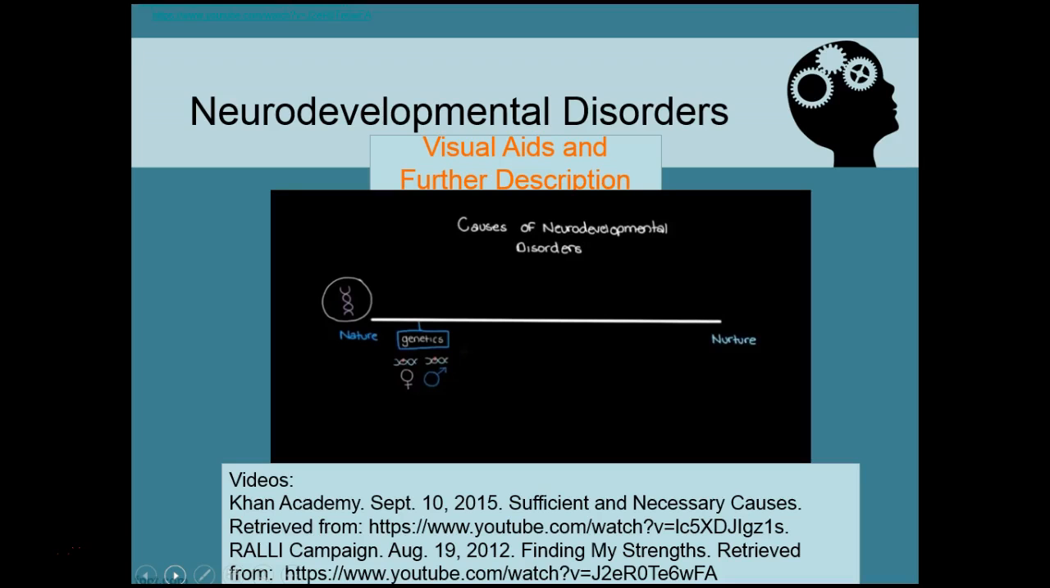just kind of in general. We'll look at some specific examples shortly, but right now let's just think broadly, so that we can get a sense of what sorts of overarching causes in general can lead to neurodevelopmental disorders.